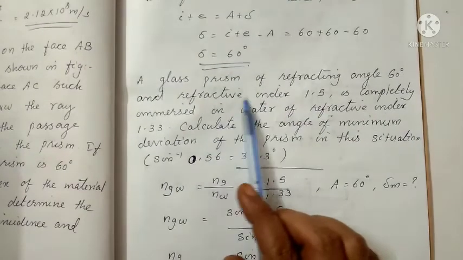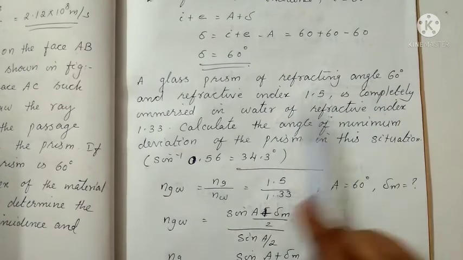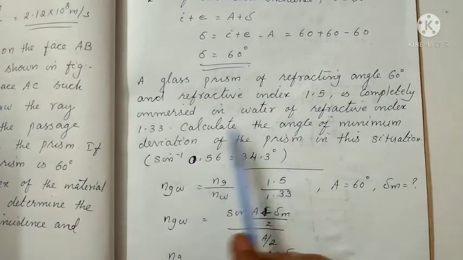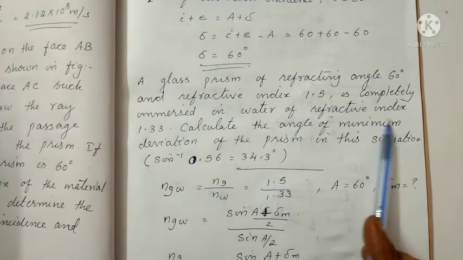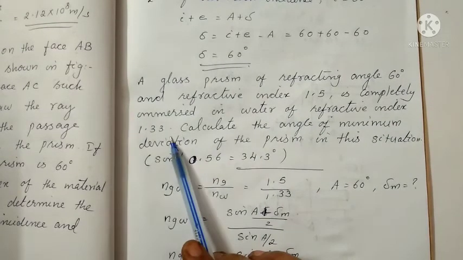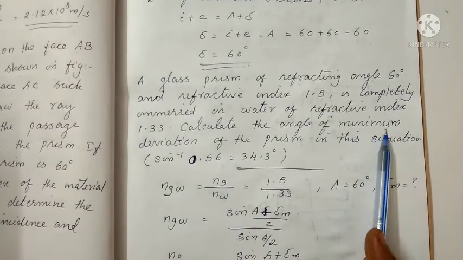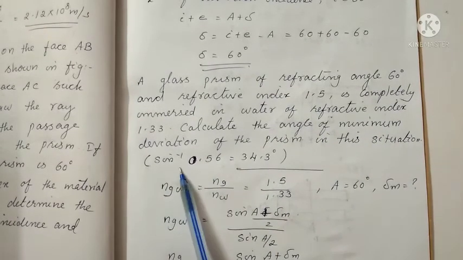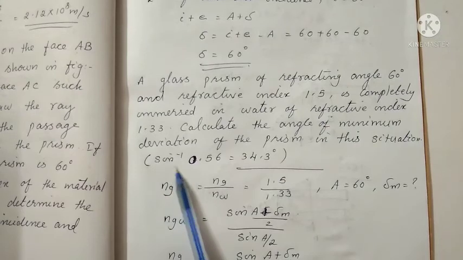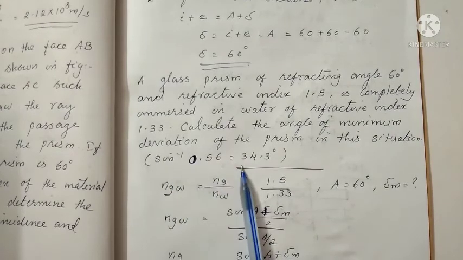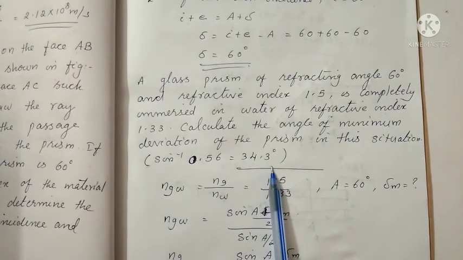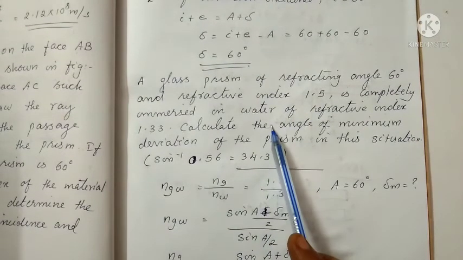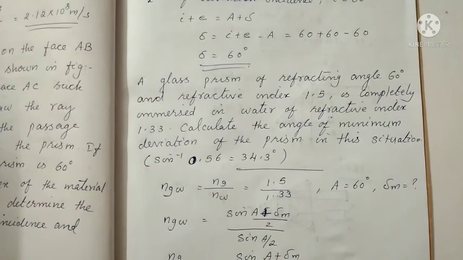Next question, a glass prism of refracting angle 60 degree and a refractive index 1.5 is completely immersed in water of refractive index 1.33. Calculate the angle of minimum deviation of the prism in this situation. Inside the bracket it is given sin inverse of 0.56 equal to 34.3 degree. So here the glass prism is completely immersed in water.